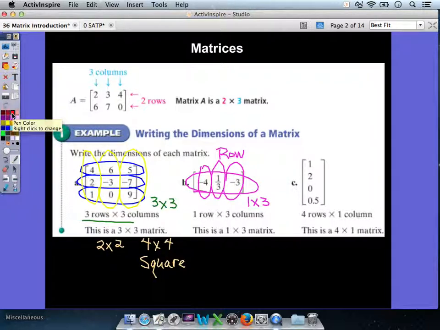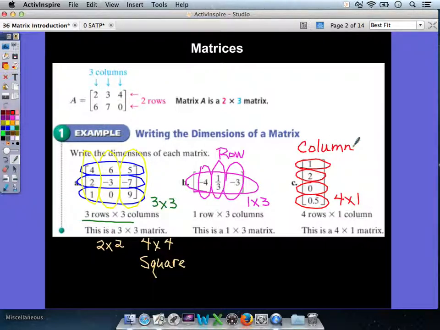In example C, we have 4 rows. Here's my first row, second row, third, and fourth. But it only has 1 column. So this is a 4 by 1 matrix. Because it only has 1 column, we call it a column matrix.